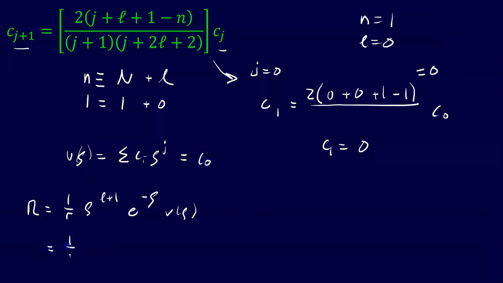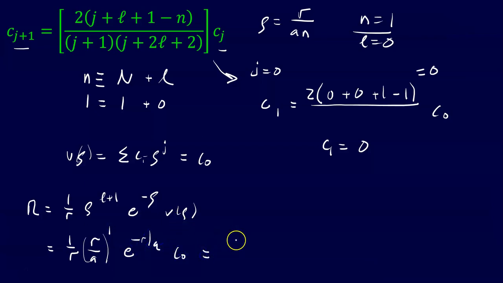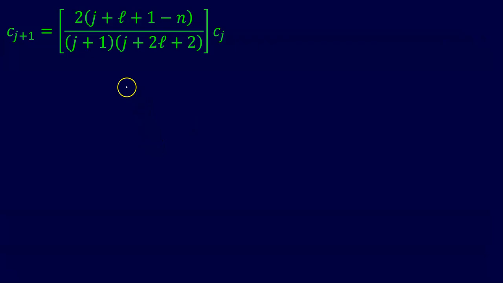So if I plug everything in here, the one last thing we have to remember is that our rho is r divided by a over n, which of course in this case n is equal to 1. And so what this gives us here is r over a, L is 0, to the 1 power, e to the negative r over a, and this piece is just our c0 piece. And so when we clean this all up, we get c0 over a, e to the negative r over a power. Now what we're going to want to do is normalize this.